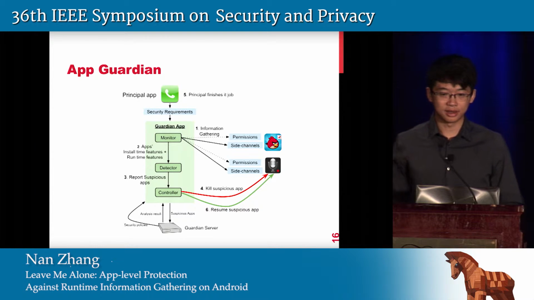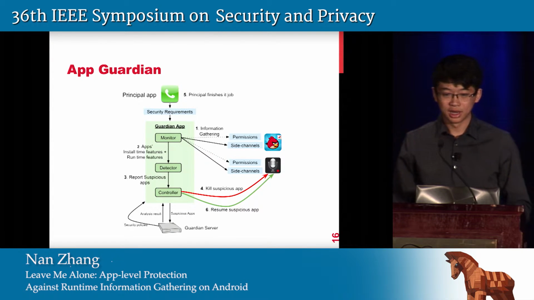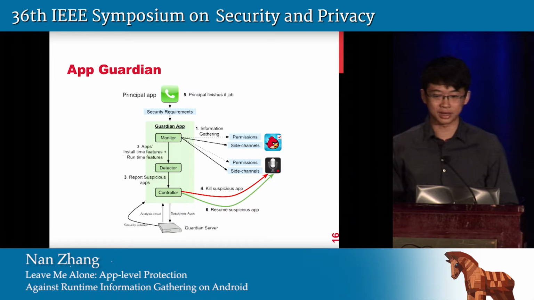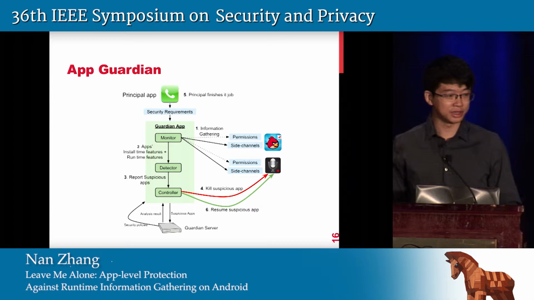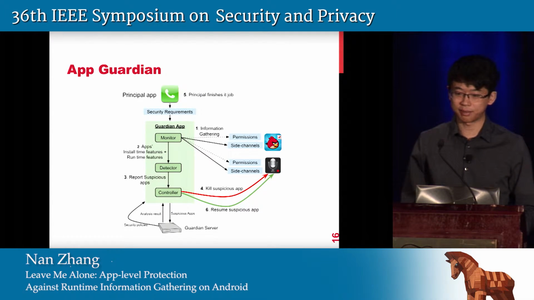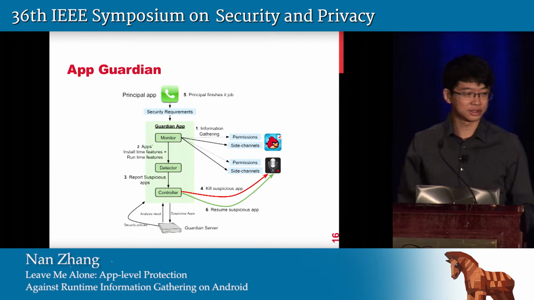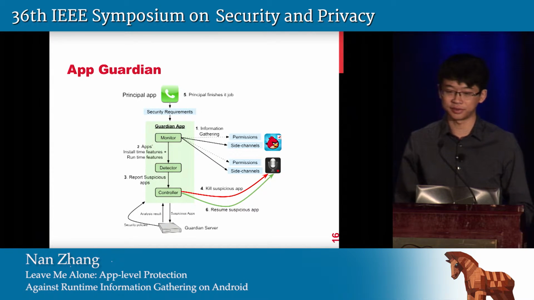As you can see, the Guardian app has three components: a monitor, a detector, and a controller, as shown in the center of the green box. Whenever the principal app is running, Guardian uses a set of security requirements retrieved from the Guardian server, and also scans other apps' information in its monitor module. Then the detector will analyze the results based on the security policies to find suspects. And the controller will suspend those suspicious apps and restore them after the principal app has finished its job.